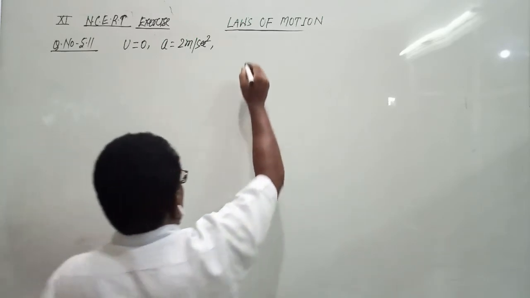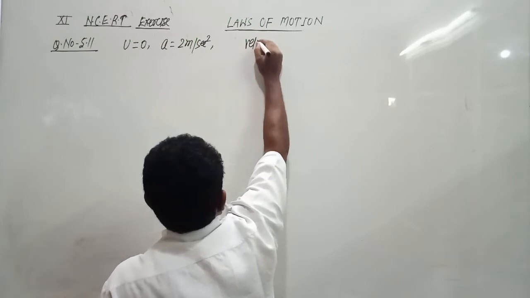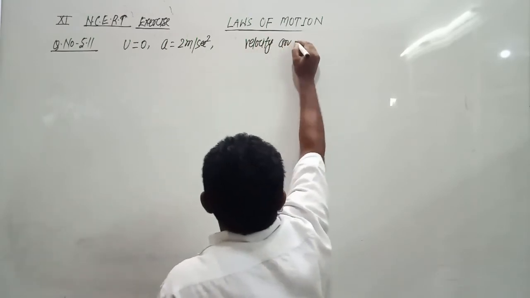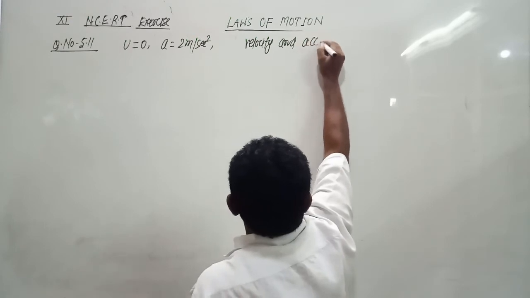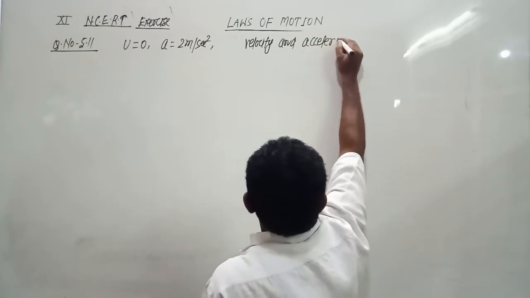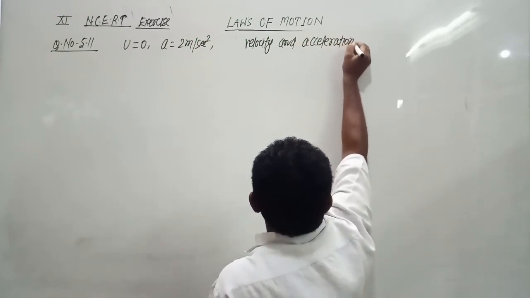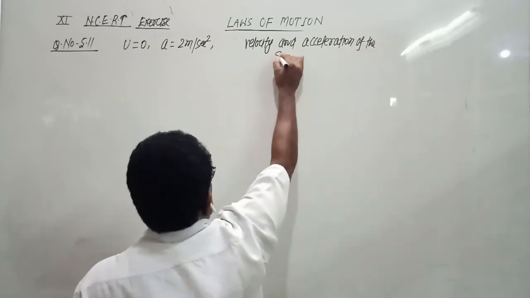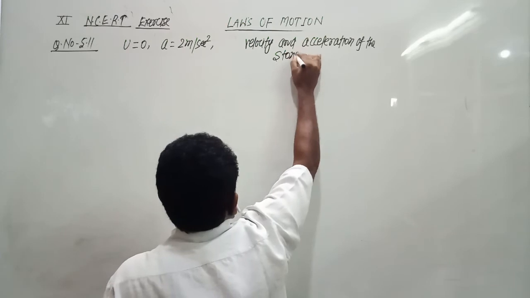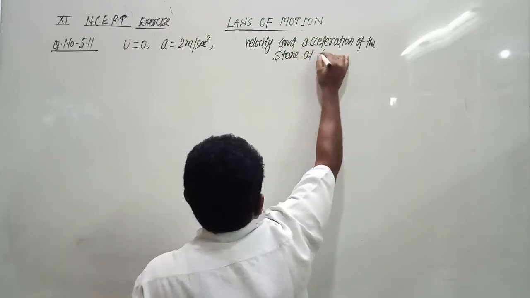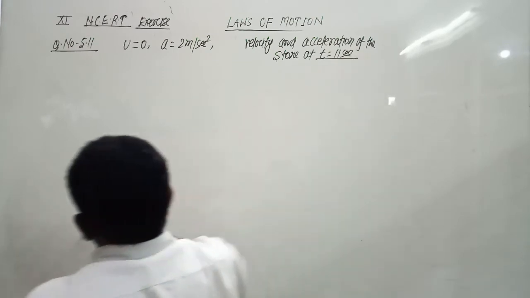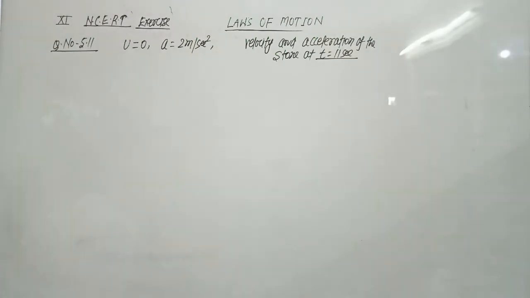We have to calculate velocity and acceleration of the stone at t equals to 11 seconds.